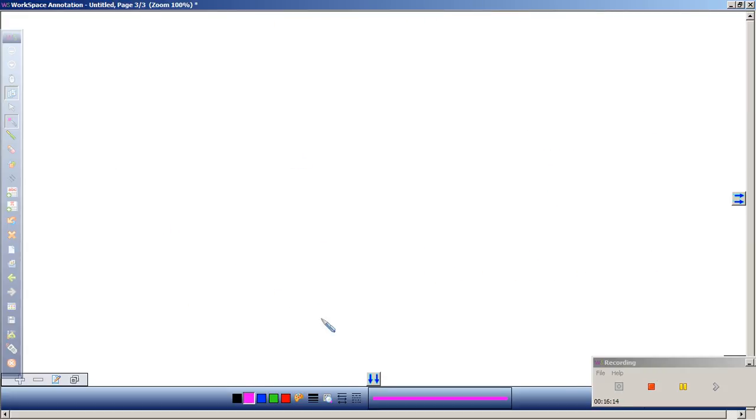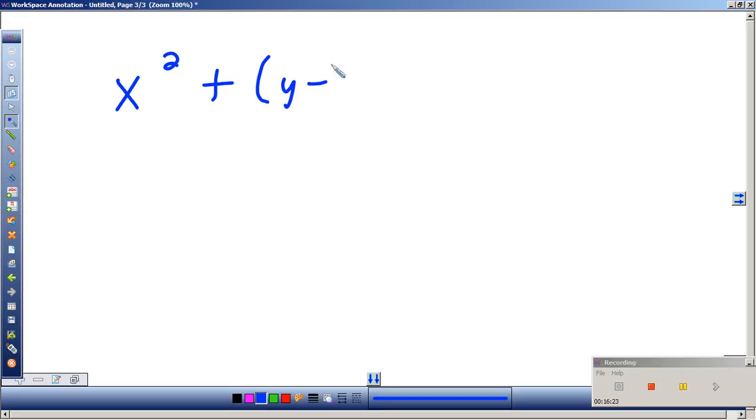Now we're going to do the bit more difficult stuff. So our goal is, we want to change a rectangular equation into a polar equation. We've got a rectangular equation, we want to change it to a polar equation.